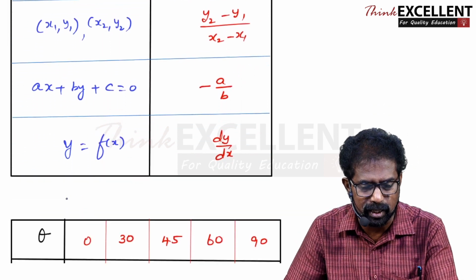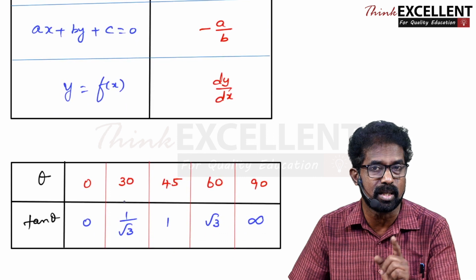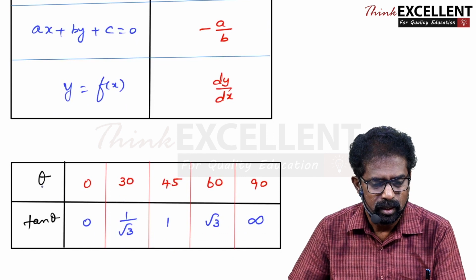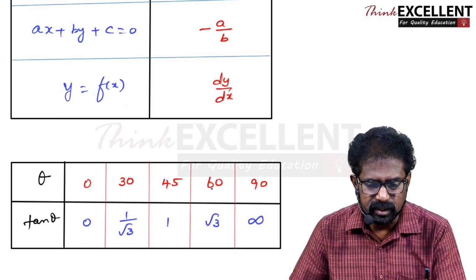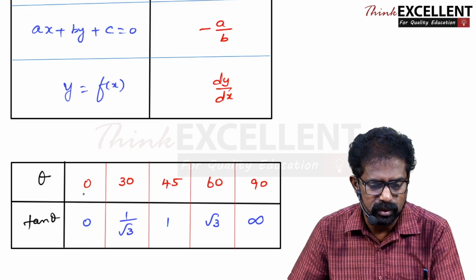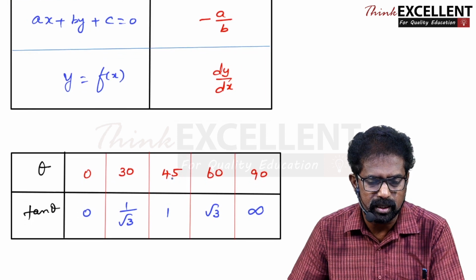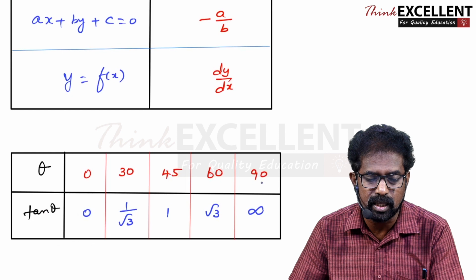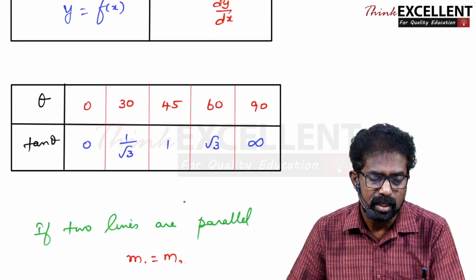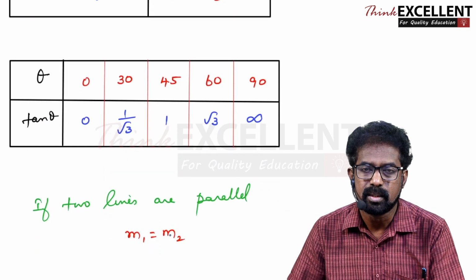So that table, at least here I have given, but you learn everything. Trigonometry is an important area. Okay. Angles 0, 30, 45, 60, 90. So tan values: tan 0 is 0, tan 30 is 1 by root 3, tan 45 is 1, tan 60 is root 3, tan 90 is infinity. Okay. Now if two lines are parallel, the slopes are equal.